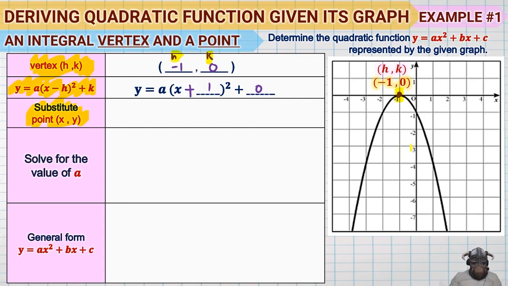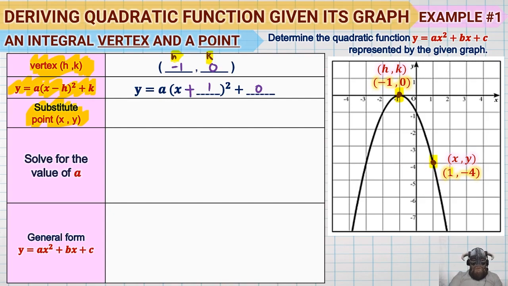So next step is for us to substitute a point on the parabola. So for me, let's try to identify one point on the parabola. So let's have this 1, -4. So ito yung point na yan. So any point may do. Basta integral yung value na makukuha nyo para madali siyang substitute. So I have here point 1, -4.